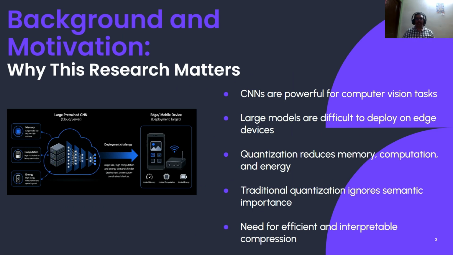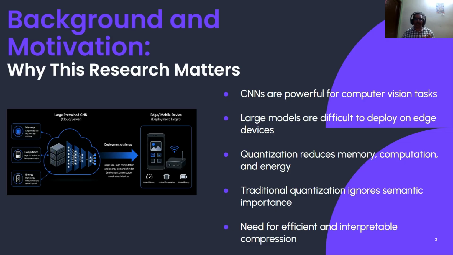Deep learning models, especially CNNs, are widely used in computer vision tasks such as image classification, object detection, and semantic segmentation. They achieve very high accuracy and are used in many real-world applications. However, these models are often large and computationally expensive. Because of this, it becomes difficult to deploy them efficiently on devices such as mobile phones, embedded systems, drones, or other low-precision environments. To address this, techniques such as quantization are used.